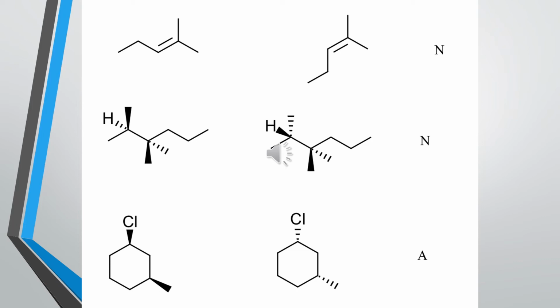What about the structures on the bottom? Yes, those are absolute stereoisomers. And notice something. I inverted the configuration of both chiral carbons with the same orientation of the molecule, and that actually creates the non-superimposable mirror image. All right.